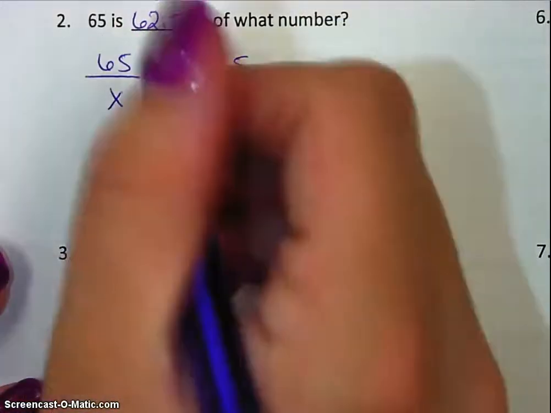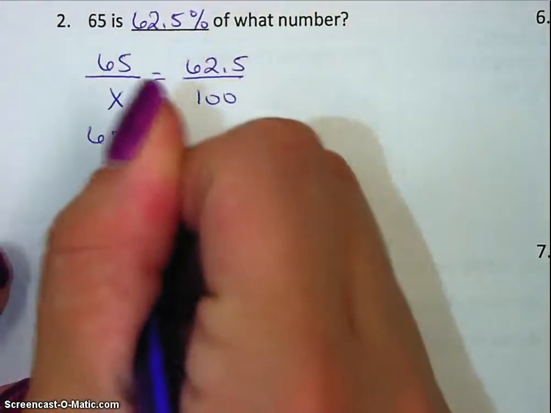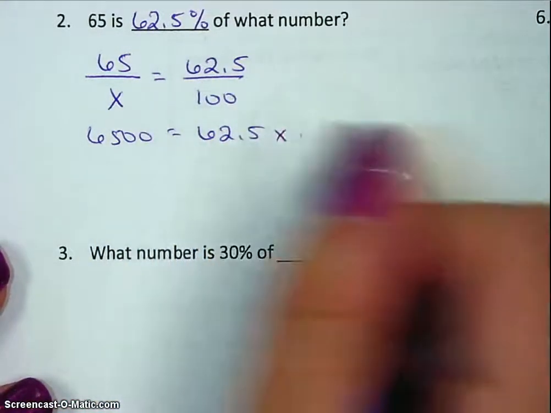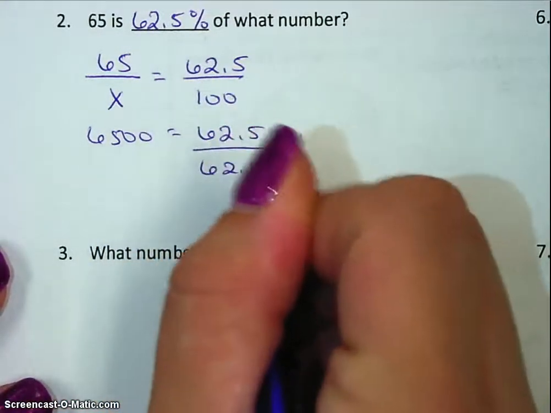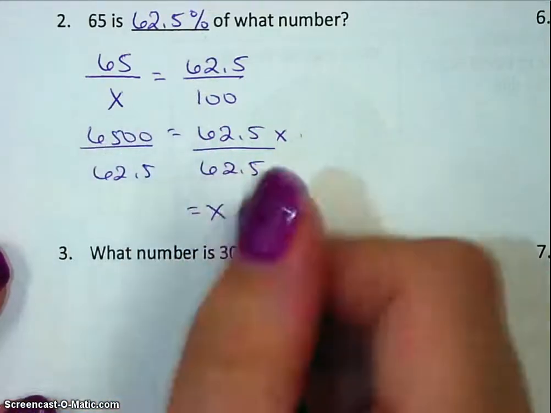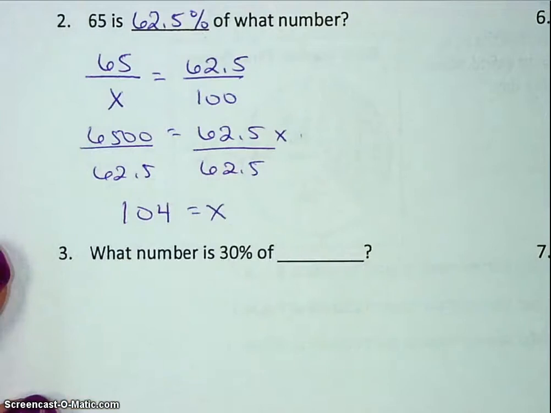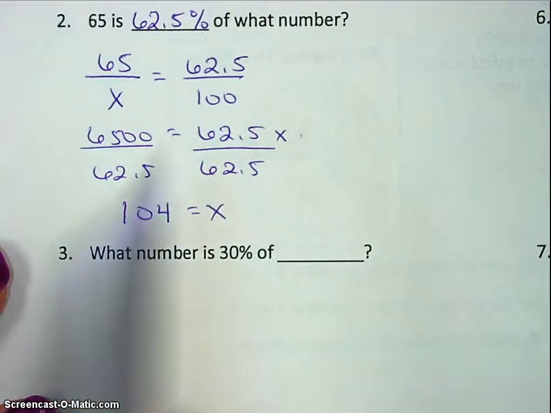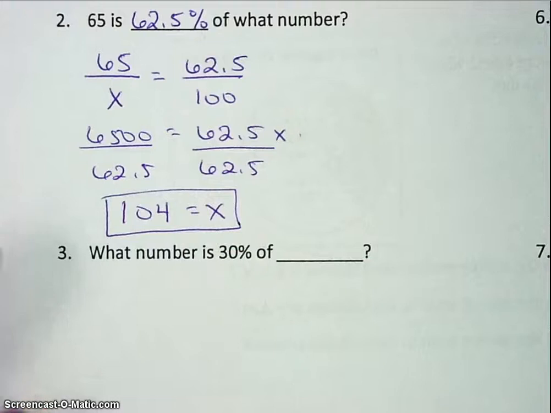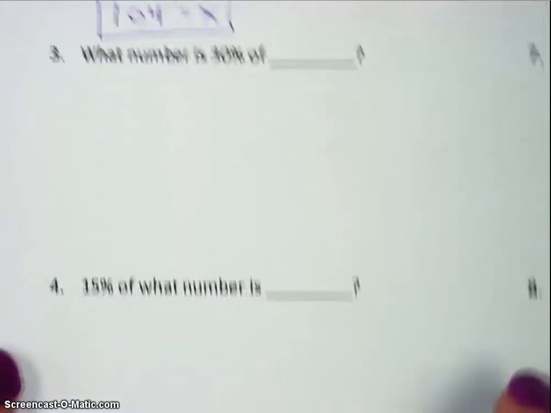Once again, we cross multiply. 65 times 100, x times 62.5, then solve for x by dividing by 62.5. When I divide, I get x equals 104. Now notice this is not a percent, there's no units here, so I know I'm done. It doesn't say 65 feet is 62.5% of how many feet. It says of what number? 104.